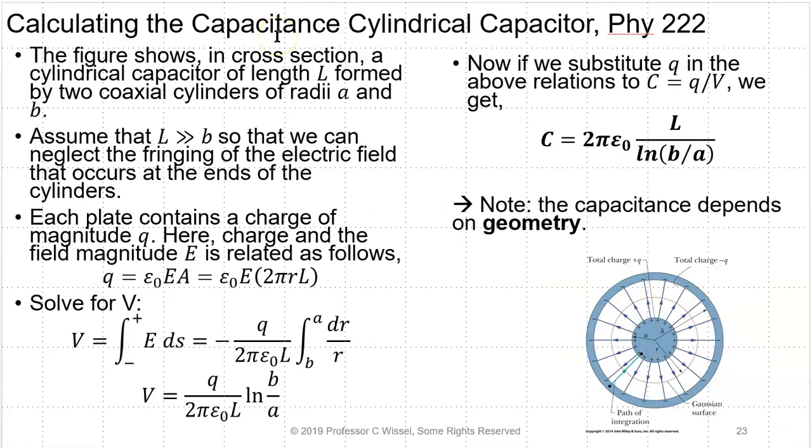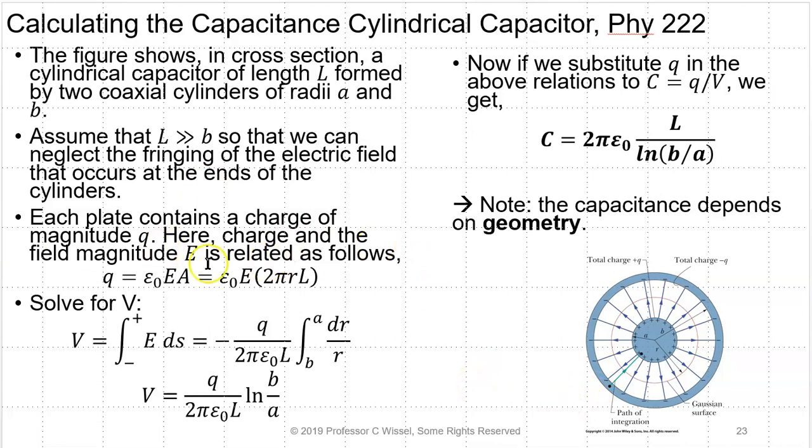Now we're going to calculate the capacitance of a cylindrical capacitor. Again, this is Physics 222, or calculus-based physics. The figure shows in cross-section a cylindrical capacitor of length L formed by two coaxial cylinders of radii A, the inner radius here, and B, which is the outer cylinder. We're going to assume that the length of the cylinder is much greater than B, so L is much greater than B, so we can neglect the fringing of the electric field that occurs at the ends of the cylinder. Each plate contains a charge of magnitude Q.